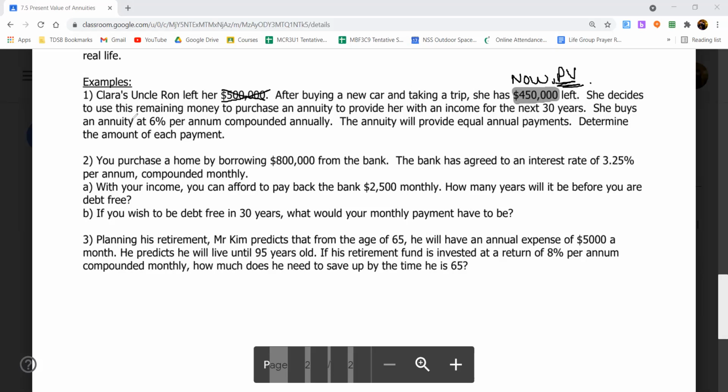She decides to use the remaining money to purchase an annuity to provide her with an income for the next 30 years. She buys an annuity at 6% per annum compounded annually. The annuity will provide equal annual payments. Determine the amount of each payment.